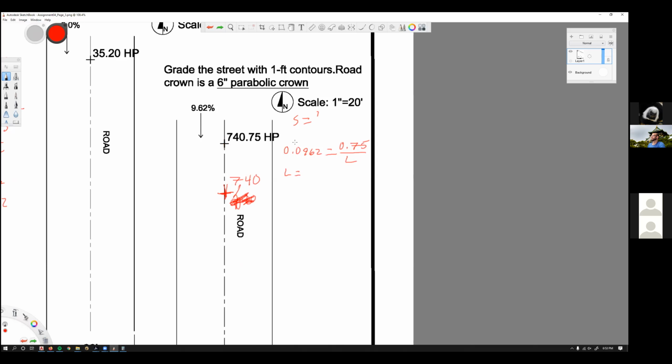Okay. So we have our slope and we have the difference in elevation, so we're going to find the L. These two just switch places, and so you have L equals 0.75 over 0.0962.